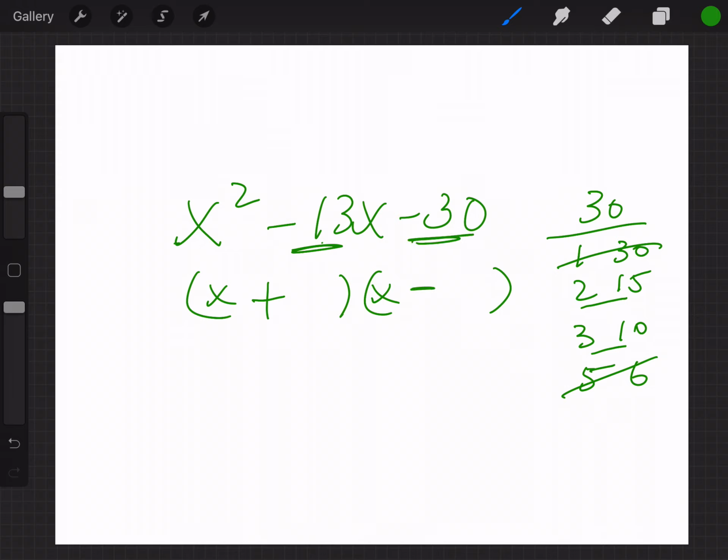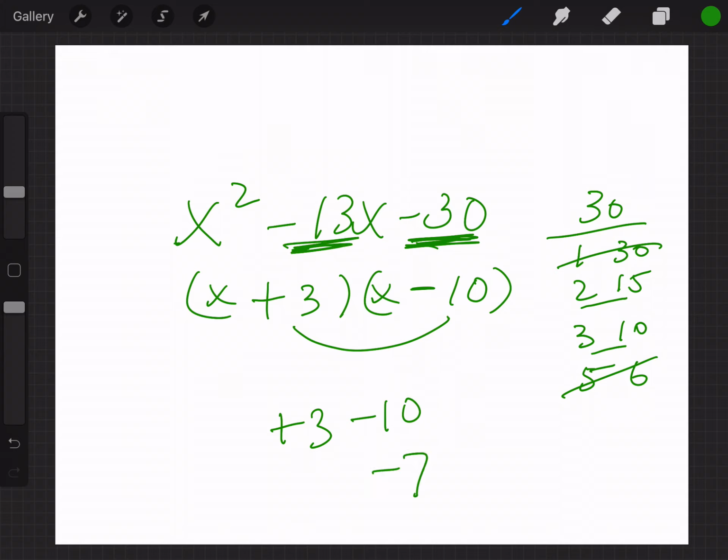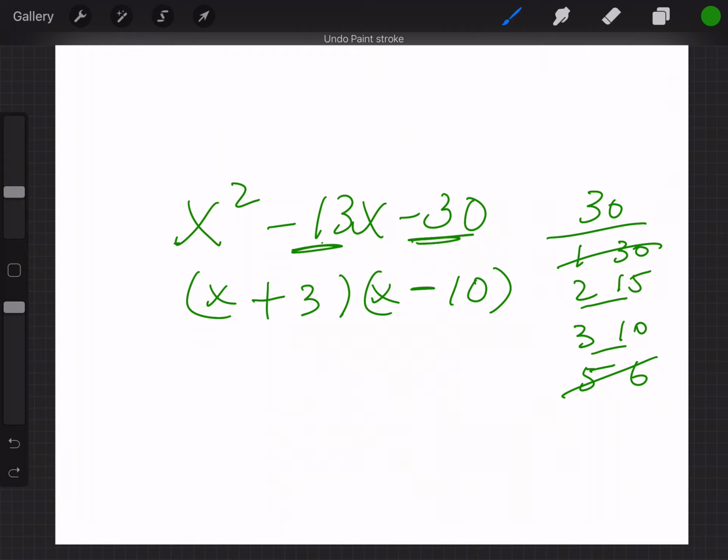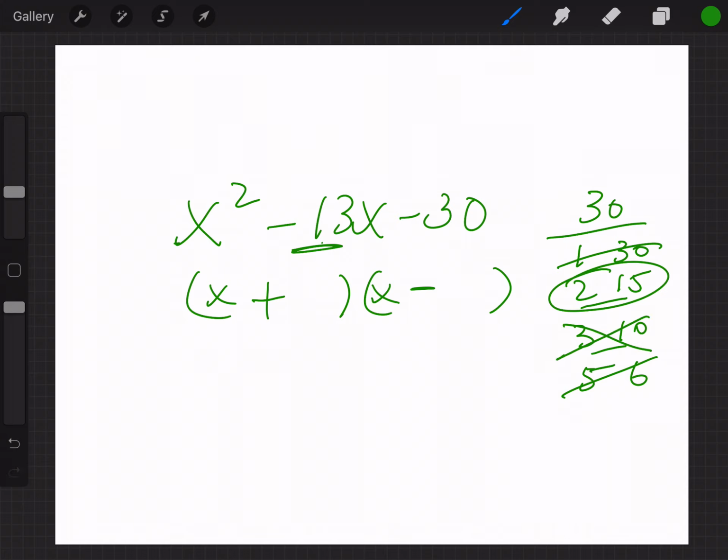So that means if I put the 3 and the 10, that does give me negative 30. But when I put a positive 3 with a negative 10, I get a negative 7, not the negative 13. So that means the 3 and the 10 is not going to work after all. Okay, so that means let's go back. And what do I need to use? I need to use, not that, but the 2 and the 15.